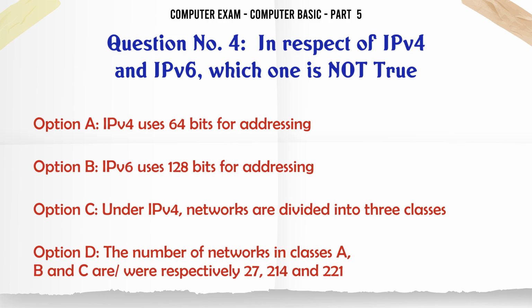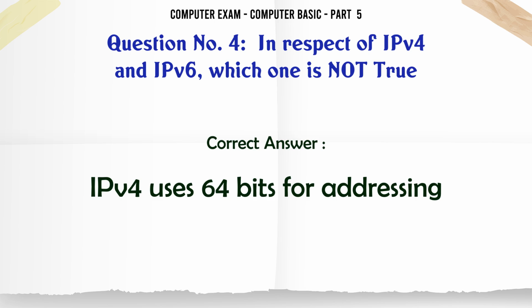In respect of IPv4 and IPv6, which one is not true? A. IPv4 uses 64 bits for addressing. B. IPv6 uses 128 bits for addressing. C. Under IPv4 networks are divided into three classes. D. The number of networks in classes A, B, and C were respectively 2^7, 2^14, and 2^21. The correct answer is IPv4 uses 64 bits for addressing.